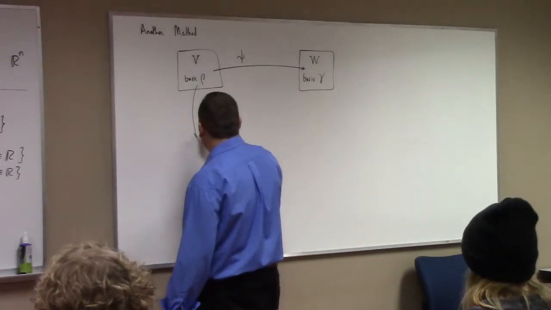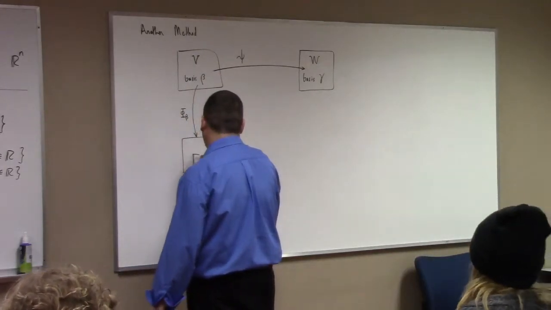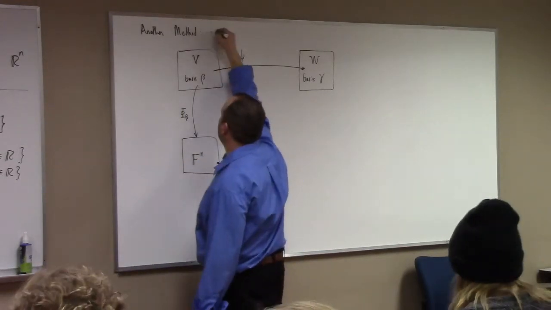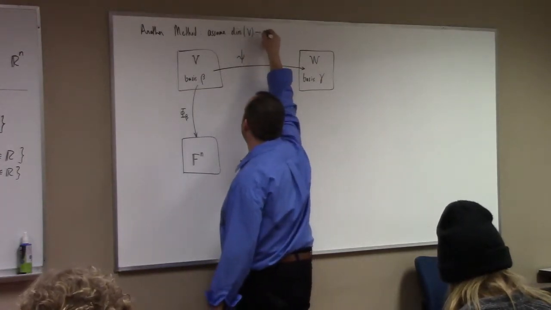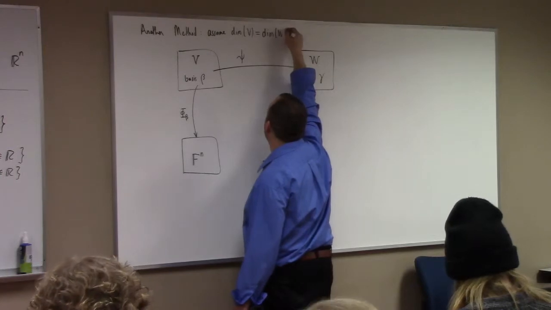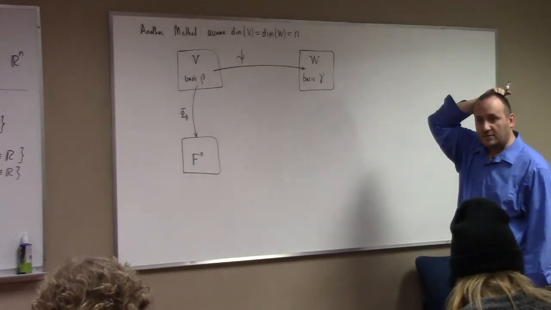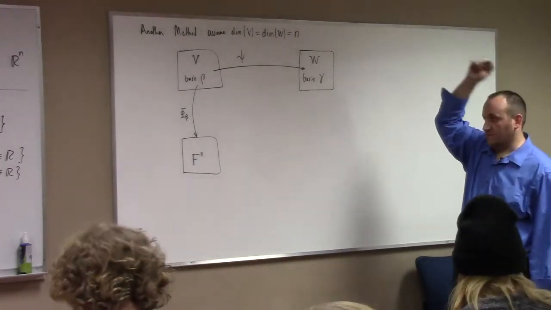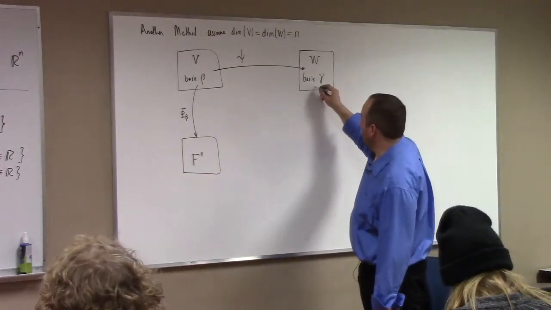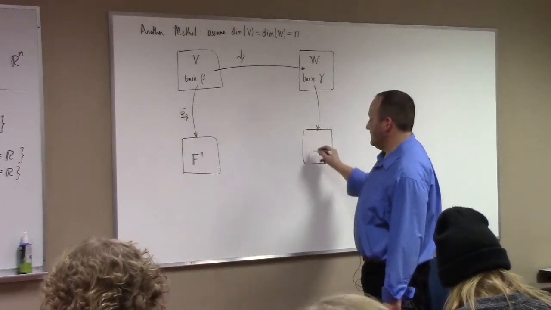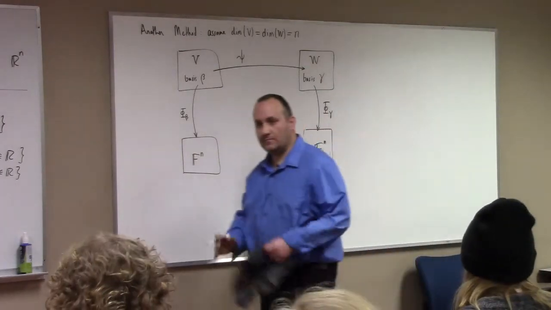I take my coordinate map, phi beta. That maps me down here to F^n. So here I'm going to assume the dimension of V is equal to the dimension of W, and it's equal to n. If the dimension of the vector space is n over F, that means there's a coordinate map going from the vector space down to F^n, and this coordinate map is a bijection. There's also a coordinate map over here to F^n, the gamma coordinate map. All right?